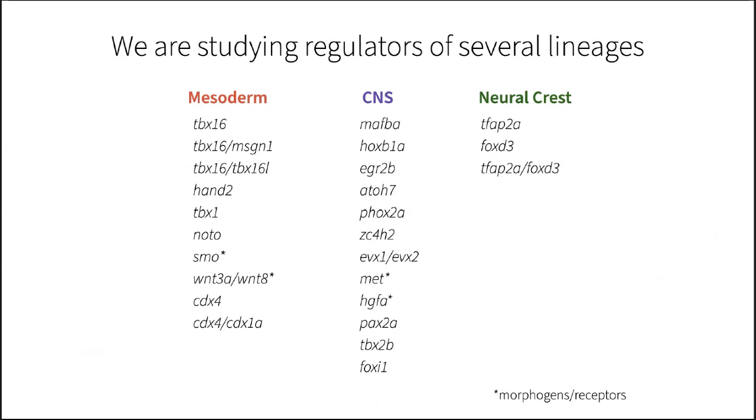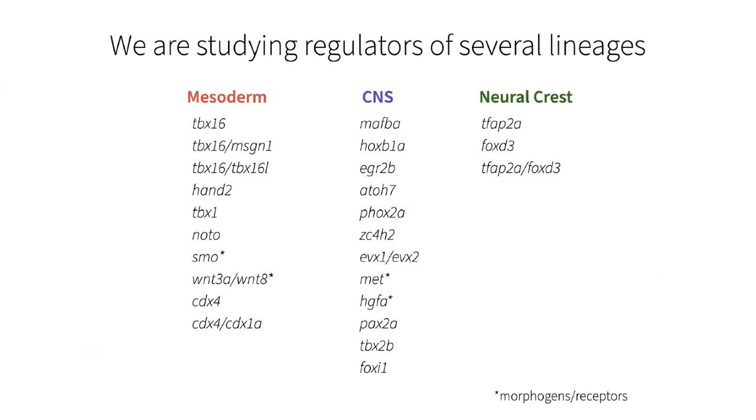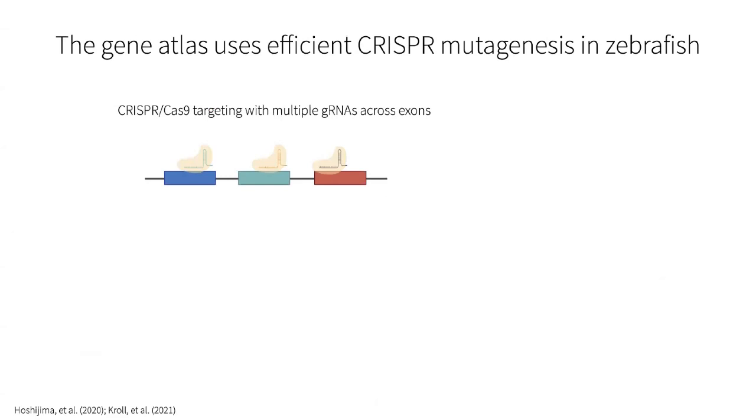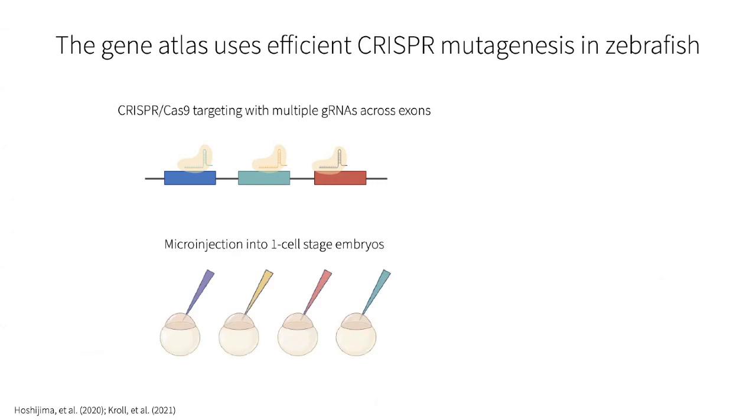We're targeting genes that are important in the mesoderm and the central nervous system, and then a few in the neural crest as well. Most of these are transcription factors, but we've got a couple of morphogens and the receptors in there too. And we're doing this with CRISPR, taking advantage of some recent advances in efficient CRISPR mutagenesis, where we're targeting each of those genes with 3 independent guide RNAs and then co-injecting the guides along with RNPs into one-cell stage embryos.